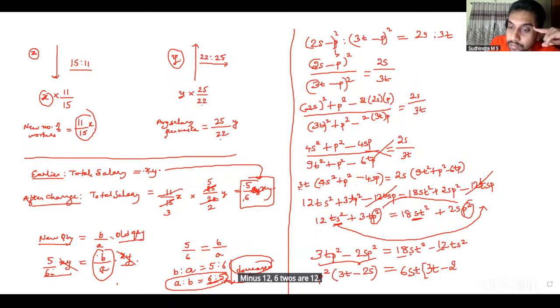T is taken out. S square, 1s is taken out. The other s remains. 3t minus 2s. 3t minus 2s gets cancelled. P square equals 6st is the answer. Option A.